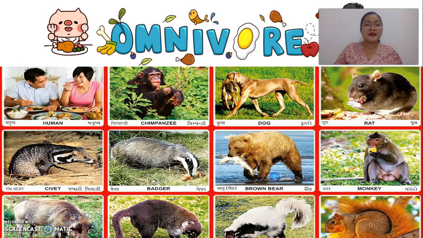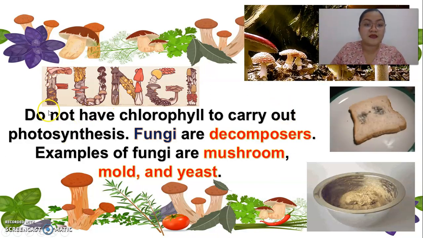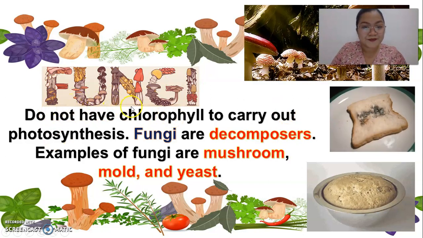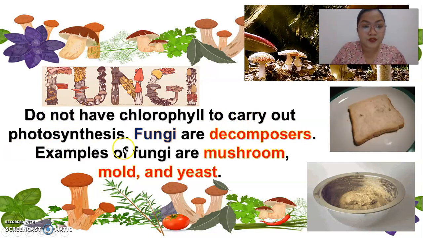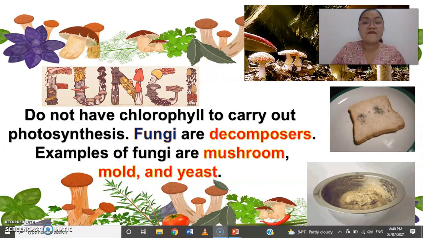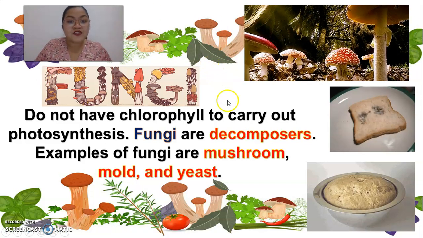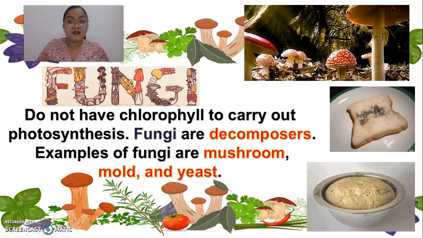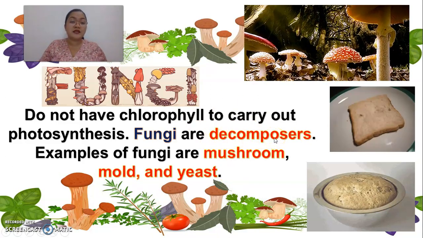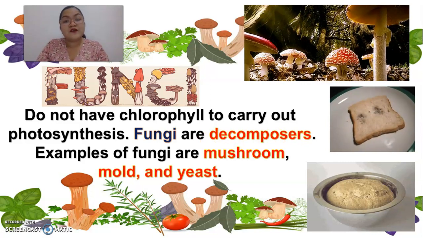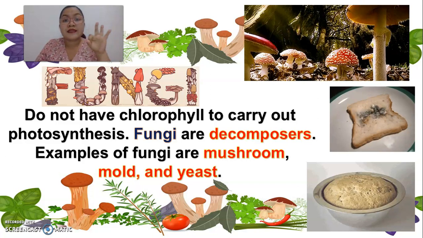Okay, good job. So next, let's go now to the other living things. So number one we have fungi. Can you say fungi? Very good. So fungi do not have chlorophyll to carry out photosynthesis. So fungi are called the decomposer. Why are they called decomposer? Because mostly fungi eat dead animals, dead plants, or other dead organisms.